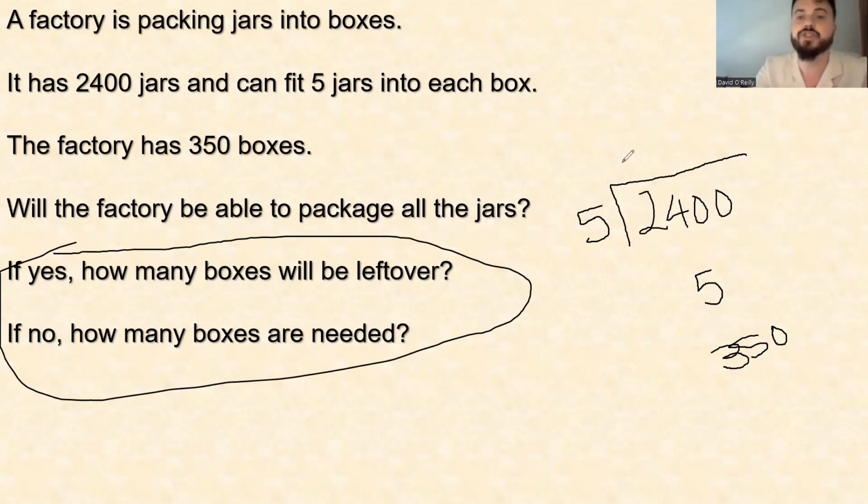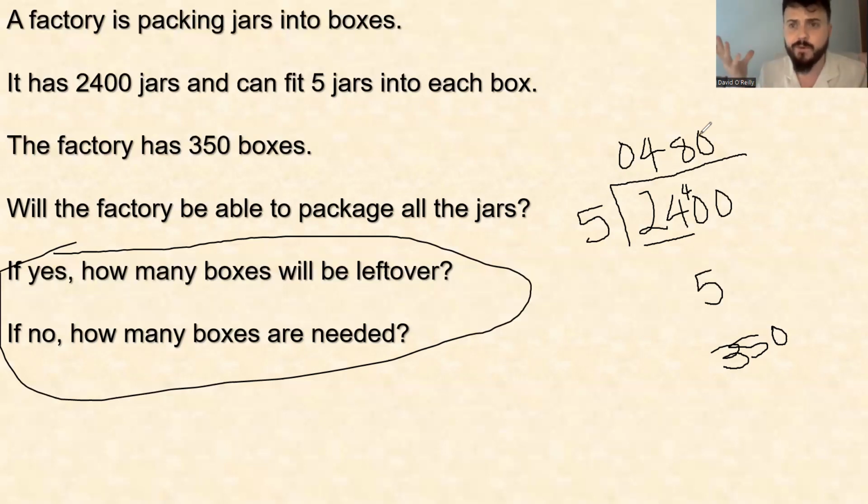So 5 into 2 doesn't go. We've got a 2 remainder. 2 goes in front of the next number, so that becomes 24. 5 into 24 goes 4 times. We've got a 4 remainder in front of the next number. 5 into 40 goes 8 times. And 5 into 0 goes 0 times. So I've got the answer 480, but now I've got to think, well, what does 480 mean?